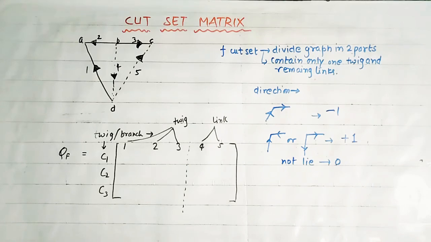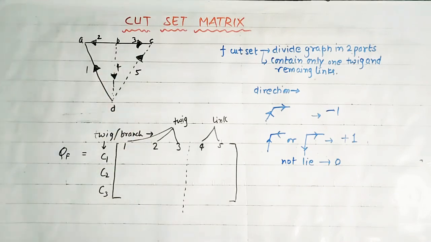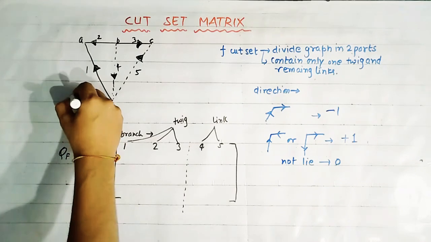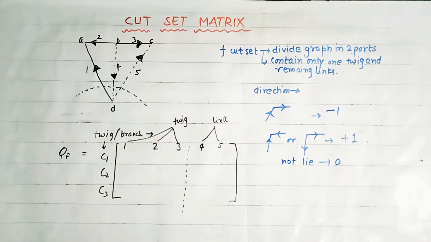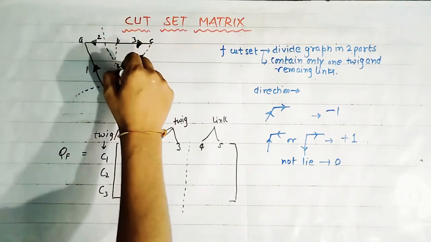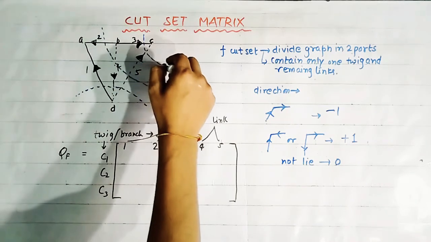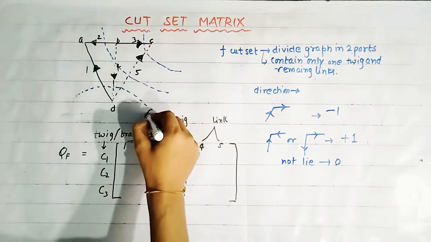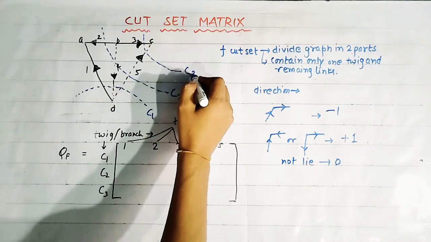So what are the possible cut sets for this graph? See, there are 3 twigs. It means there are a total of 3 cut sets in the graph. So the first cut set is this, and the second cut set is this, and the third cut set is this. So this is C1, this is C2, this is C3.